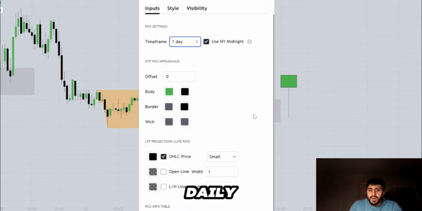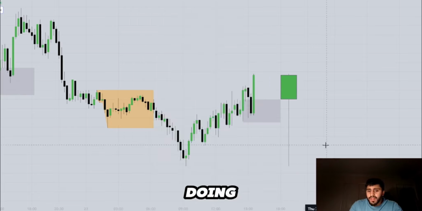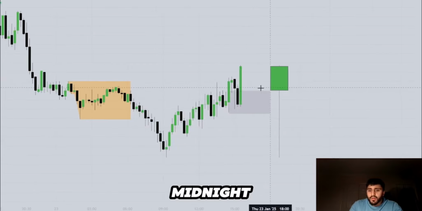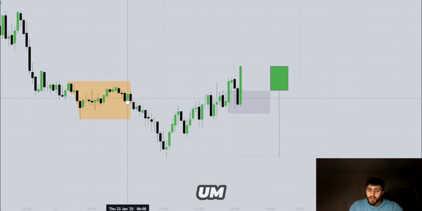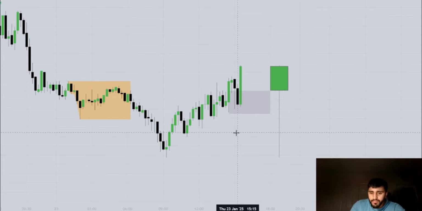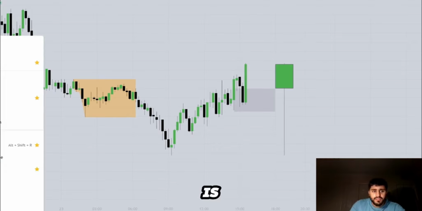I will use the daily power of 3, and I'll always select this New York midnight opening price. By doing that, it basically sets the New York midnight opening price to be at 5 a.m. UK time, or midnight New York time, Eastern time. So the reason I have this indicator is very, very simple.